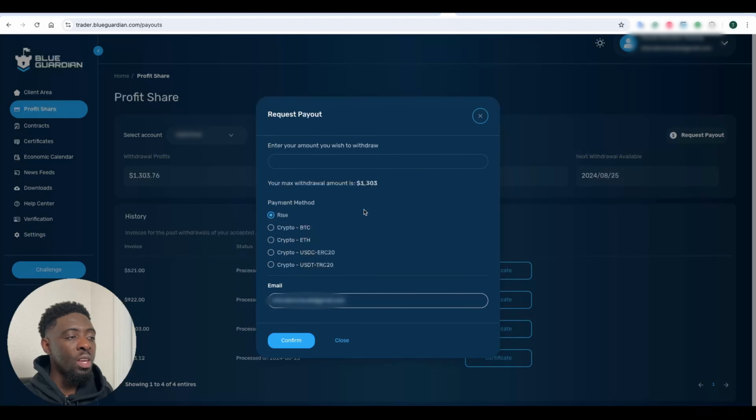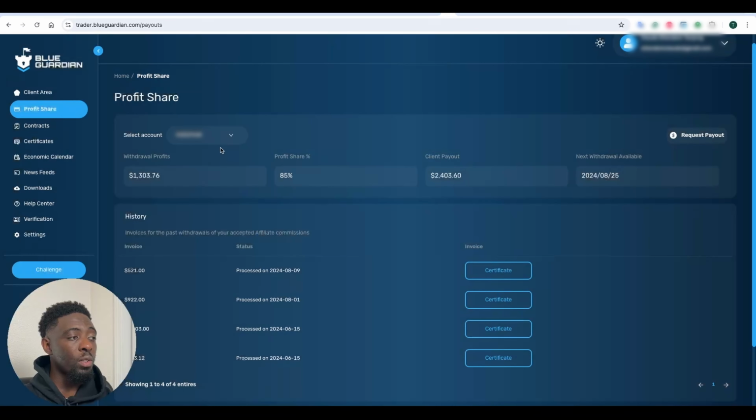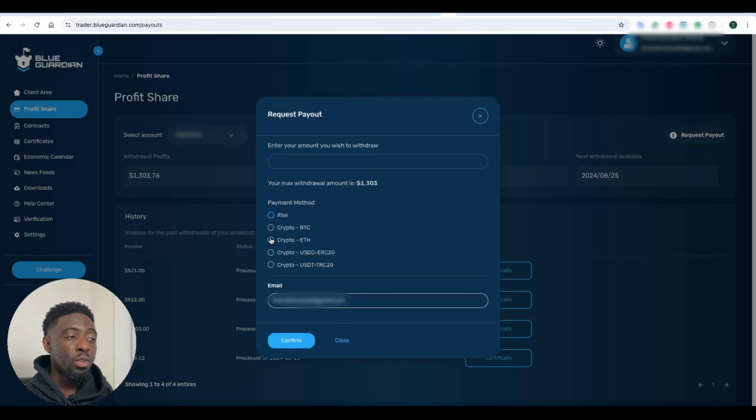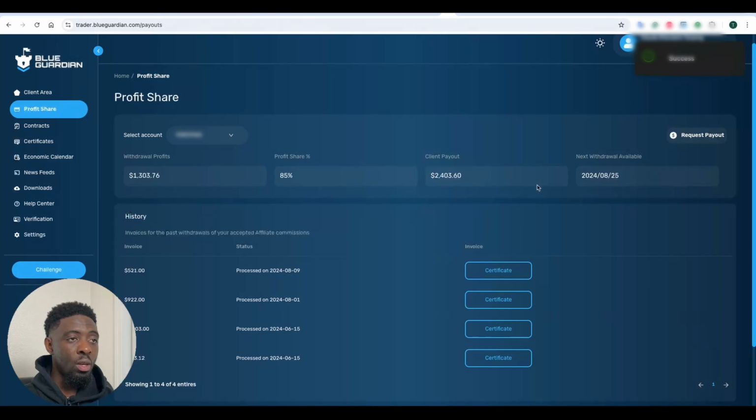I'm going to use Rise, and it tells you the maximum amount you can request. My profit is $1,303.76. I want to take everything, so I'm not trying to build a buffer on this account. Once I make any profit from this account, I withdraw everything. So I want to use Rise. They'll send this to my Rise account. I'm going to do 1,303 on this one, and all I have to do is click the confirm button. You see right here it says success, and they're going to send me an email just to confirm this withdrawal.